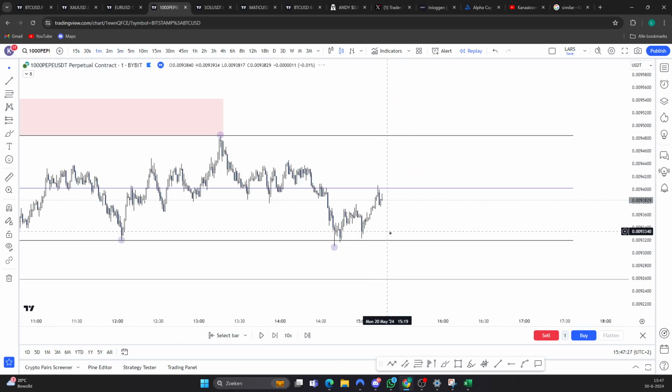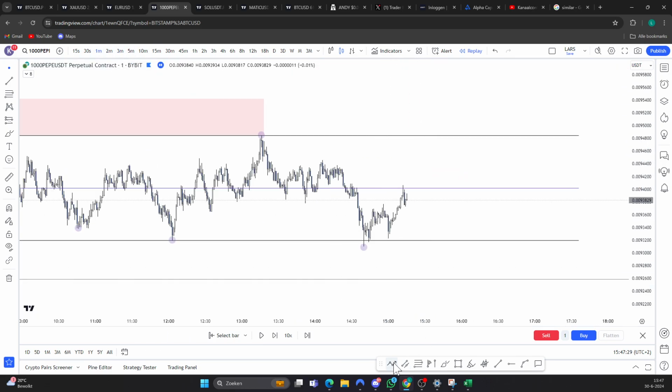I would long the accumulation if I had a confirmation, but there is no confirmation because there's no valid structure in this move down. It's just one move down.